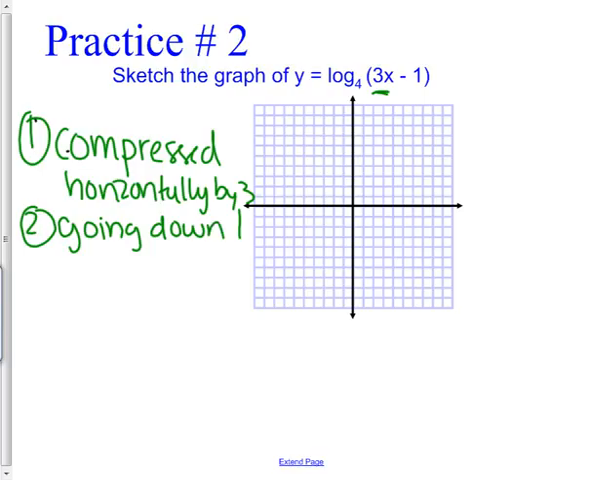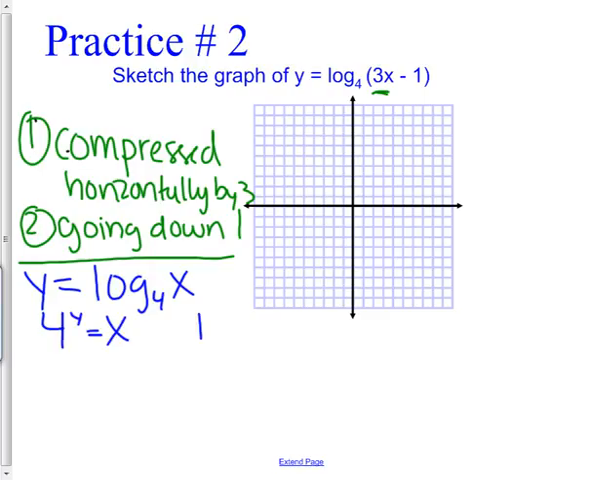Sunny, what's my next step? Then you have to take it by 1/3. We are going to look at the parent function, and the parent function again is y equals log 4 of x. In exponential form, that's 4 to the y equals x. And this was just like what we did in the last one. So graph them.